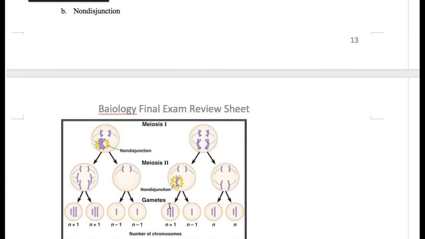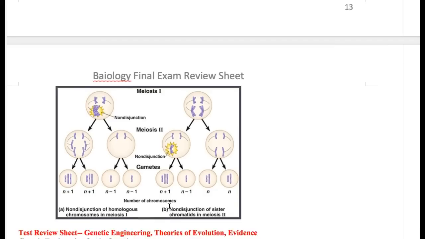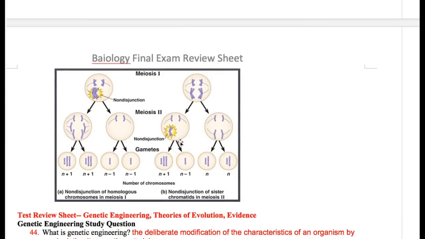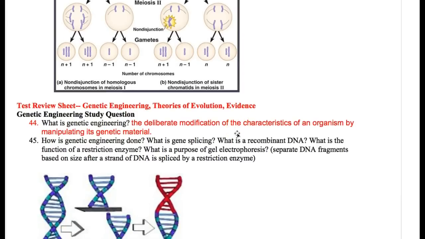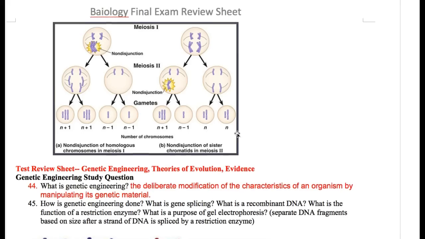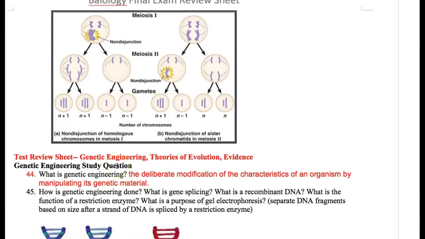What happens if you have a non-disjunction? A non-disjunction will give you an abnormal amount of chromosomes within the daughter cell. So let's say we have meiosis, but the chromosomes didn't split the way they're supposed to, and you'll have an abnormal amount of chromosomes. So for example, Down syndrome is when you have 3 chromosomes instead of 2. It's called trisomy 21. So you will have 3 chromosomes right here instead of 2.